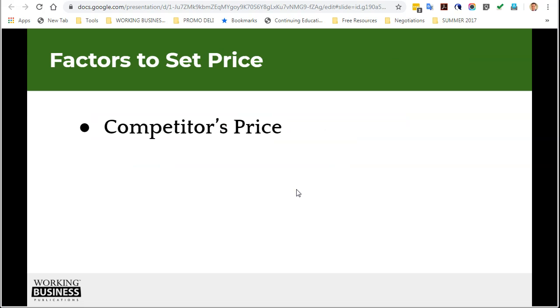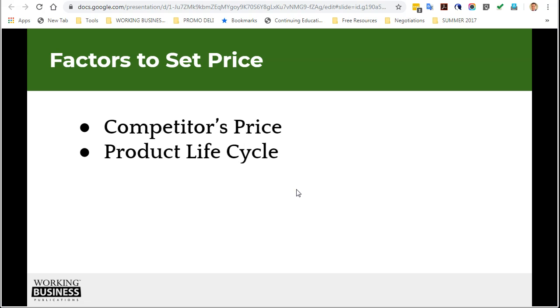Some of the factors to setting price is hopefully you've done your market research and looked at what the competitors are selling their product for. So oftentimes you can choose to set your price for whatever you want to make whatever profit you want, but your customer is going to look at your competitors' pricing to determine if it's a value or not. So you want to look at your competitors' pricing as well, and you want to compete against them, because oftentimes you can't just set whatever price you want because you have competition.